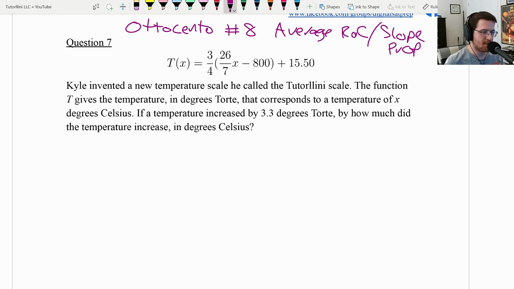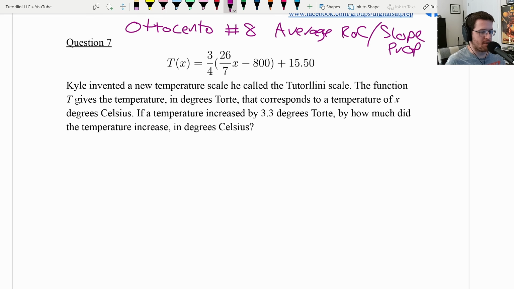Okay, question 7. So this is what I call in my videos slope proportions. I've got Ottocento number 8, which goes over this in tremendous detail. Please go watch it. And there's also a short on slope proportions. If you're pressed for time, go to the shorts tab. One of my earlier ones is slope proportions.